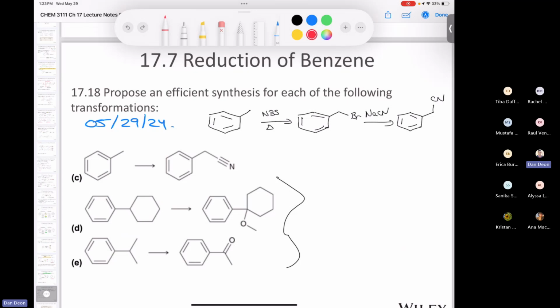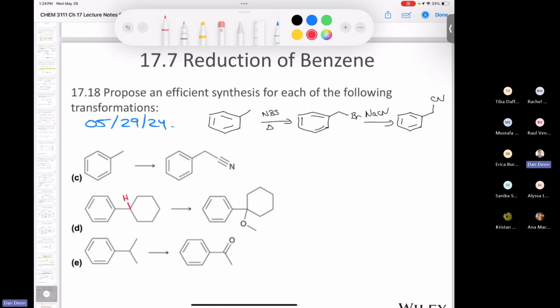We already solved 17.18c, so now we're into D. And this one is an interesting one because we're functionalizing at a tertiary carbon, right? This carbon is attached to 1, 2, 3 carbons, and then we're putting a methoxy group on it, okay? So remember, this is a benzylic position. This is a benzylic carbon, and so that hydrogen that I just drew in red is a benzylic proton. And so the first thing that we're going to do is convert that to a benzylic bromide by using NBS and heat.